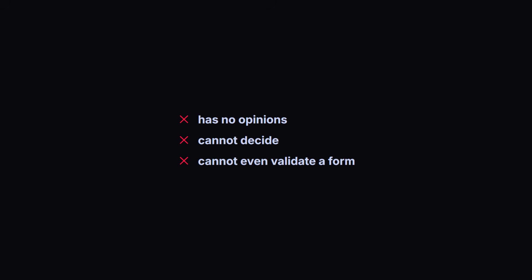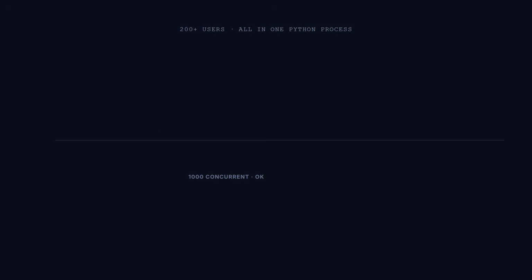It cannot make decisions. It cannot even validate a form field on its own without asking the server first. This is fine when 1 user is connected. It's fine when 10 users are connected. The day a few hundred users connect, every one of them is holding a live session in your Python process's memory. And every interaction any of them performs has to be queued, processed, and responded to by the same interpreter that's also doing your business logic.